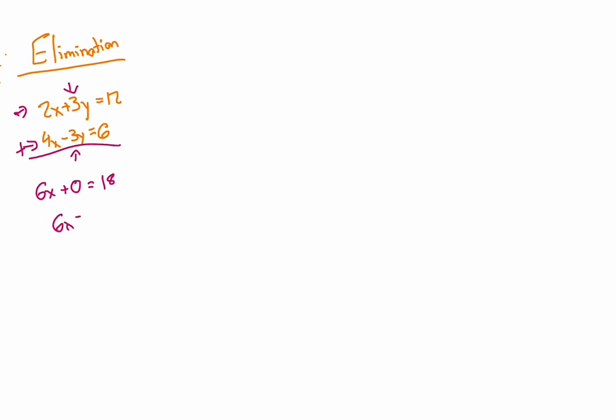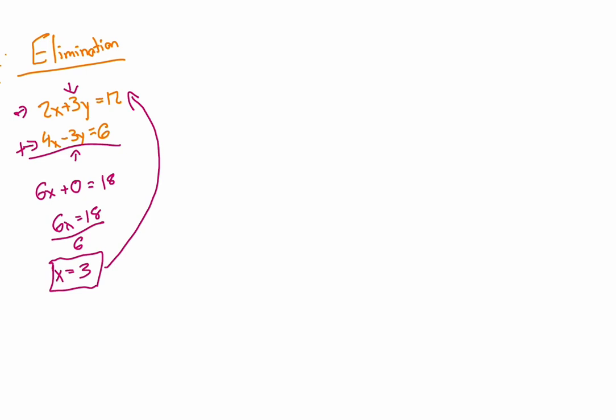So we have 6x equals 18. Now we can just solve for x. So our x value here is going to be 3. And then we're going to do the exact same thing that we did for our substitution. We're going to take our value that we have, in this case it's x equals 3, and we're going to plug it into one of our two equations. So I'm going to again pick the first one, and instead of x, I'm going to put 3, since I know x is equal to 3.